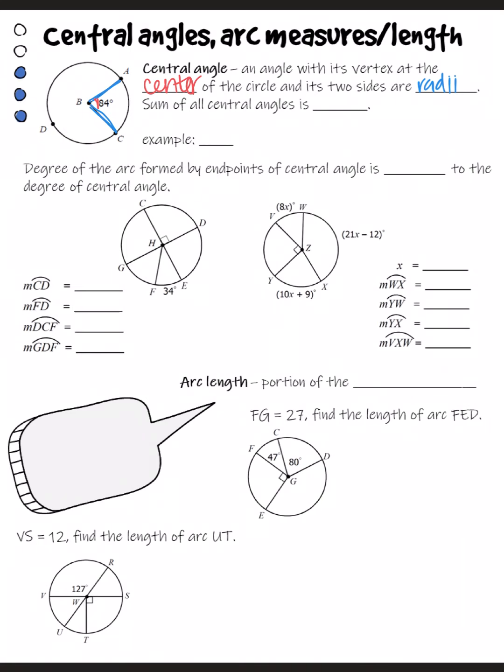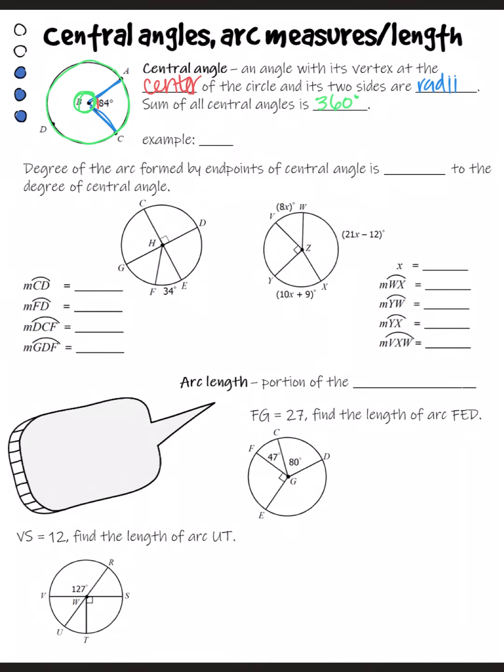And each of those, since our central angle is at the center, the line that goes from the center to the edge of the circle, that's a radius. The sum of all central angles is 360. That is the sum of all of our angles in a circle, 360.